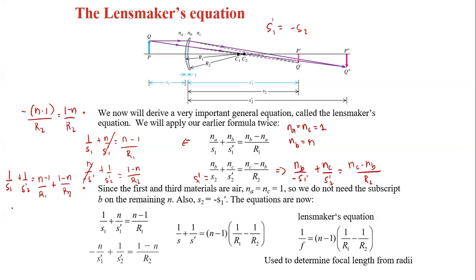So what will happen is that it will become 1 over S1 plus 1 over the position of this second image, n minus 1, and instead of 1 over R2.